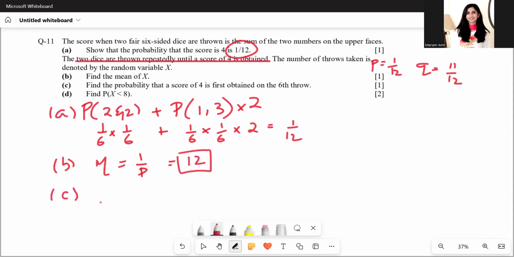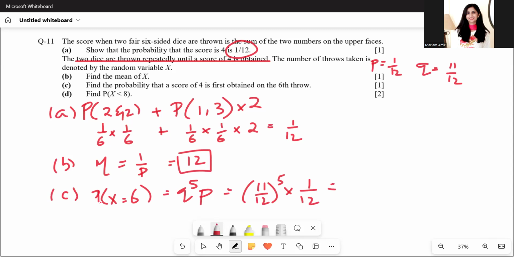Part C, find the probability that a score of 4 is first obtained on the sixth throw. This is probability X equals 6, which is failure the first 5 times followed by a success. So 11 by 12 power 5 times 1 by 12, which would give us 0.0539.